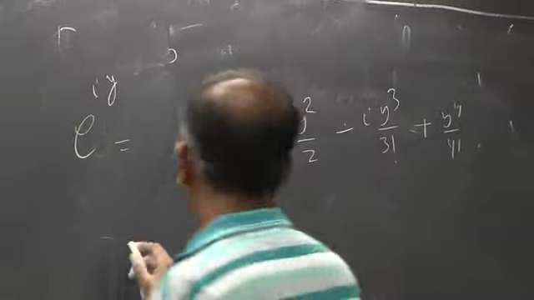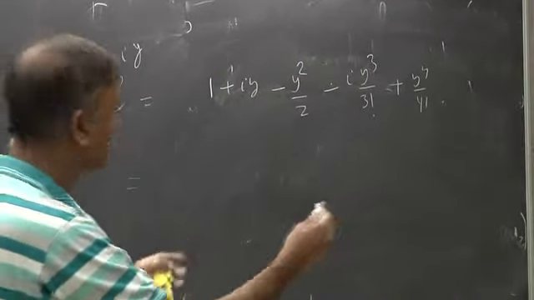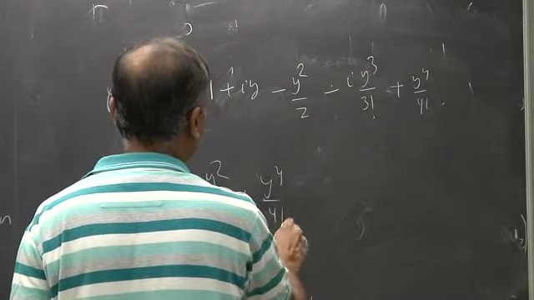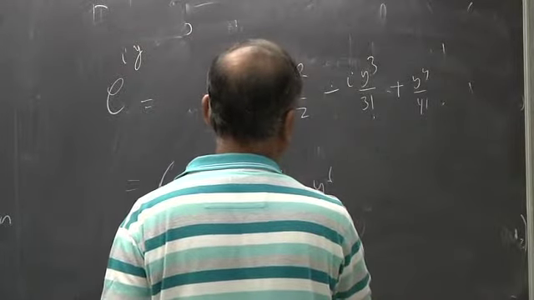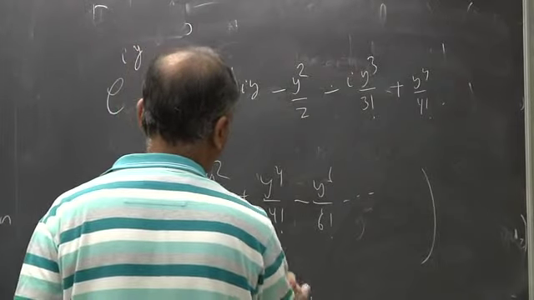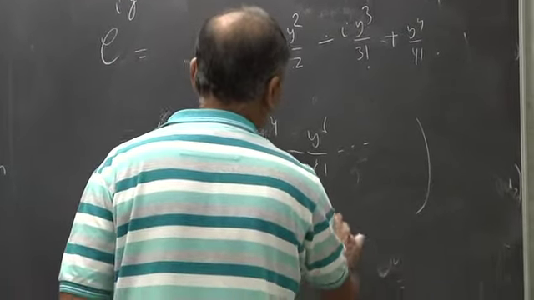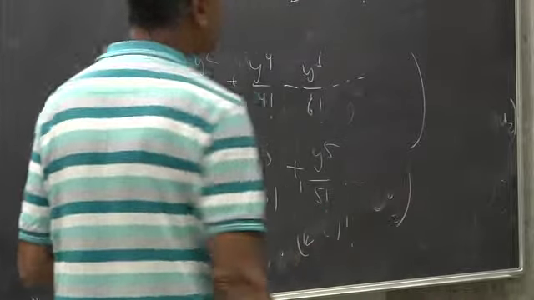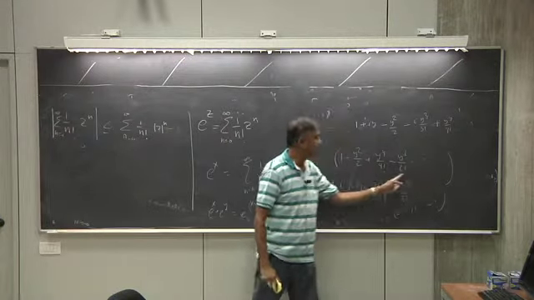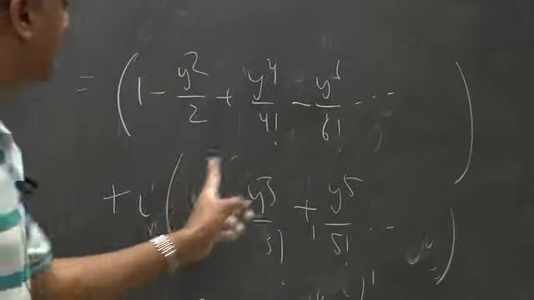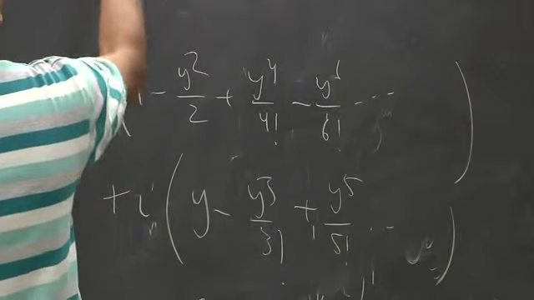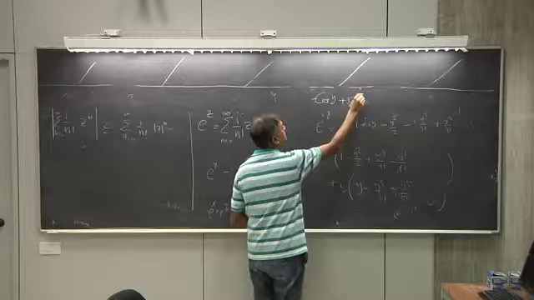You can see immediately, if you separate out the real and imaginary parts, this is 1 minus y squared over 2 plus y to the 4 over factorial 4 minus y to the 6 over factorial 6 and so on, plus i times y minus y cubed over factorial 3 plus y to the 5 over factorial 5 and so on. Do you recognize these things? It's cosine: this is the Taylor expansion for the cosine of y. This is the Taylor expansion for the sine of y. So we are saying that this object is cosine of y plus i sine of y.